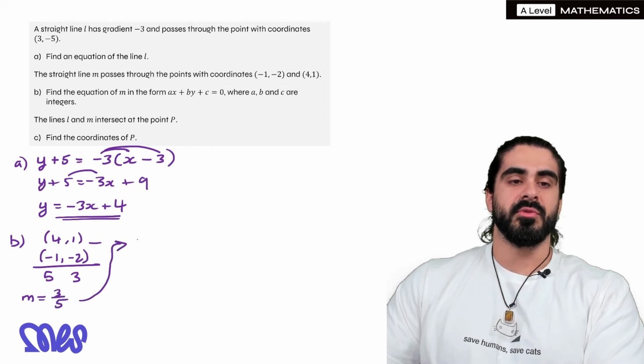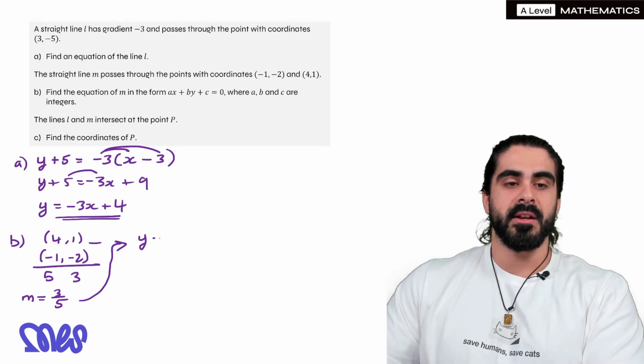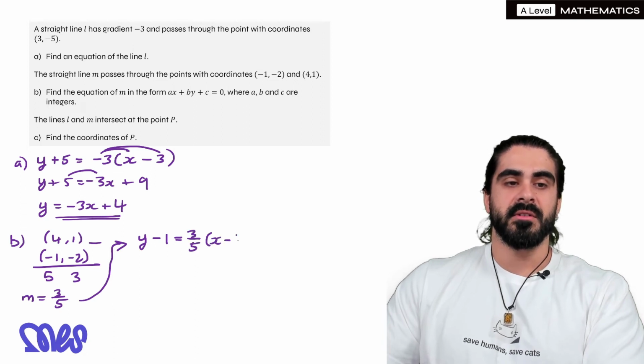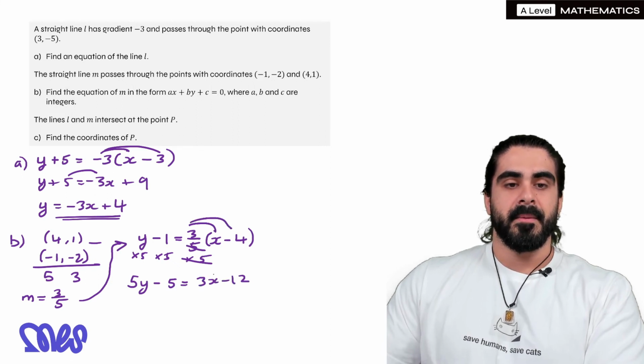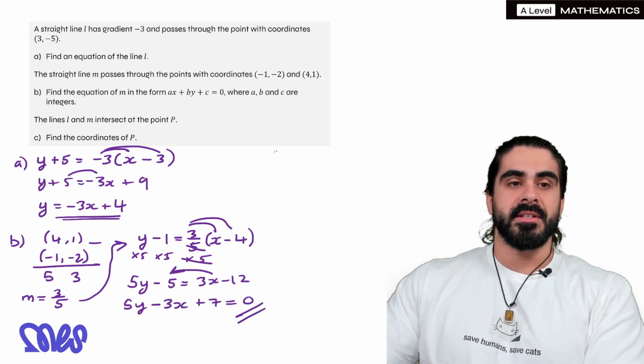Coming up here, we're going to do y minus y1. Use whichever one you want. I'm just going to use the top one. Y minus y1 is 1. Is the gradient 3/5. X minus x1 is 4. Times everything by 5. So this 5 cancels here. We're left with 5y minus 5 is 3x minus 12. Then we move everything to one side. Is 0.